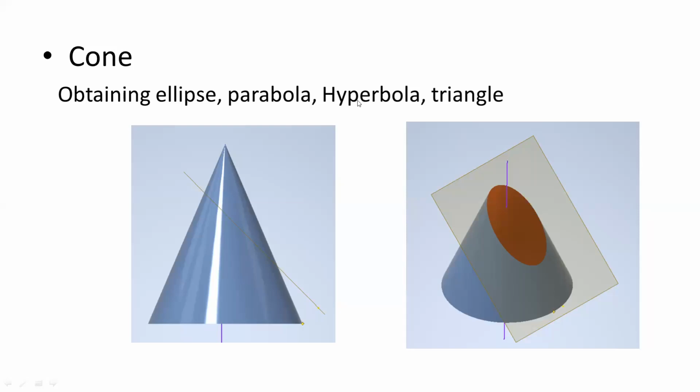Assume the cone is resting on the HP on its base circle completely, and it is cut by the section plane which is inclined to HP and perpendicular to the VP. Select the position of the section plane such that it is below the apex point and inclined to the horizontal plane. In this position of the section plane, the geometry obtained will be an ellipse. So in the second image, you can observe the true shape as an ellipse.